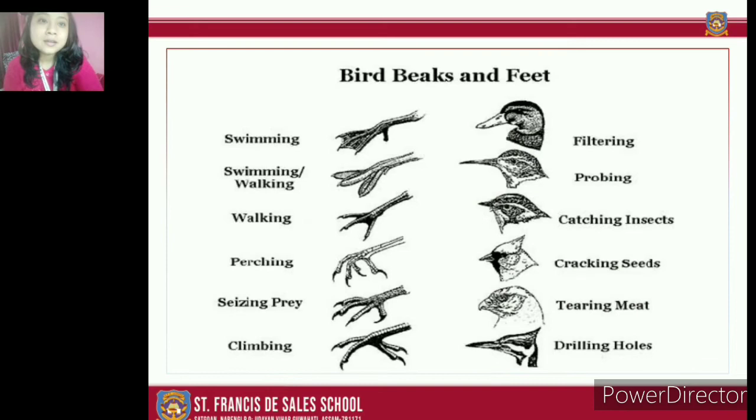Next comes the bird's beak and feet. Now, unlike human beings, birds do not have teeth. They have beaks instead. The beaks of the birds help them mostly to eat. Apart from eating, these beaks also help them in some other purposes. Let us know more about it. For example, the birds which have short beaks like that of a pigeon, they help them to feed on seeds, to break the seeds and to feed on the seeds.